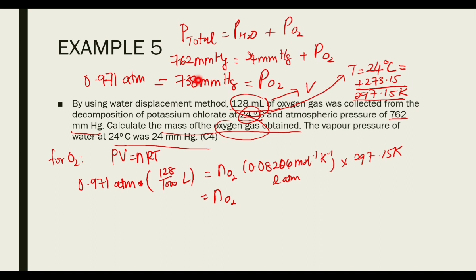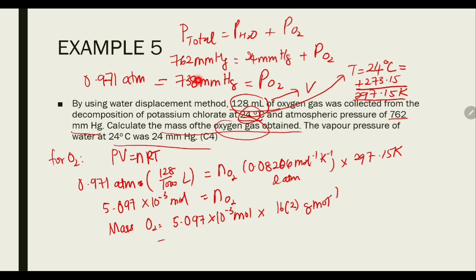You will get the answer to be 5.097 times 10 to the power of negative 3 mole. The question asks you for mass. So the mass of oxygen is simply the number of moles times the molar mass, which is 16 times 2 gram per mole. So you will get your answer to be 0.163 gram. Simple as that.